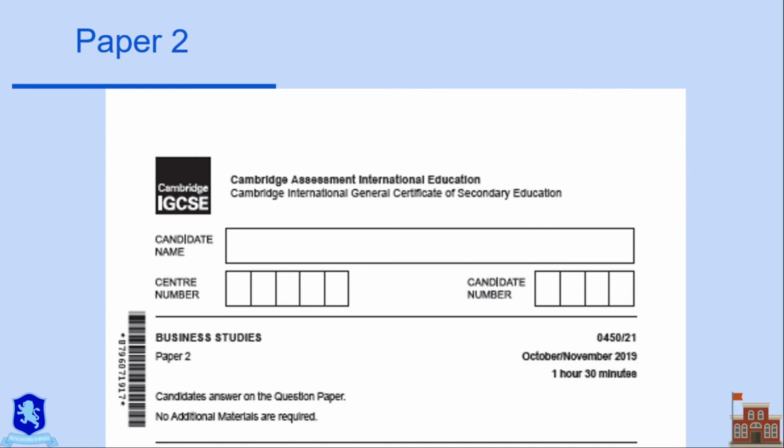In paper 2, you have only 1 case study, which is much longer than the mini case studies of paper 1. And this case study is provided on a separate document called Insert. In this paper, you have 4 8-mark questions and 4 12-mark questions for a total of 80 marks. Let's review the 8-mark question first.